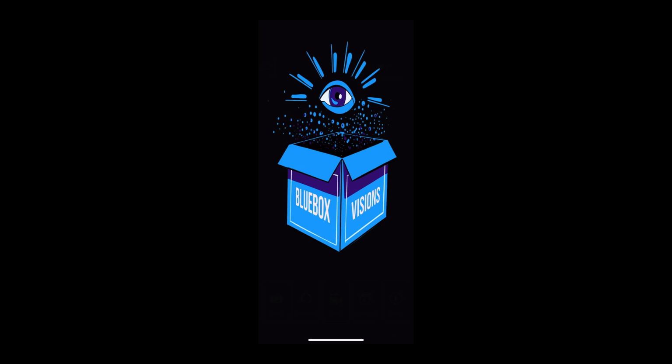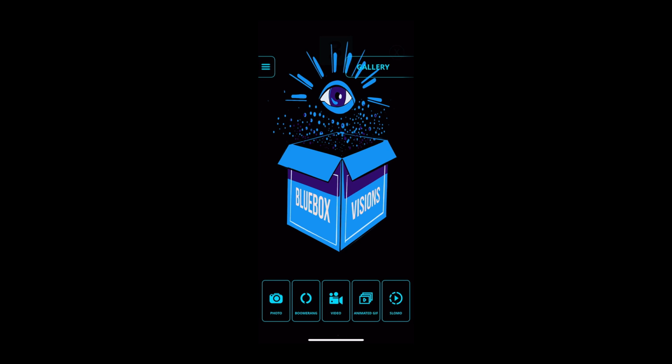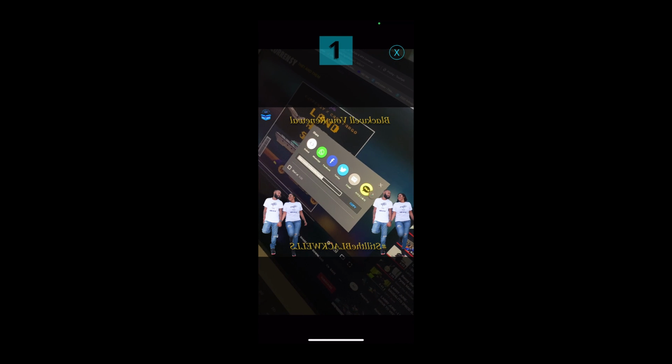So I already activated my event, but what you would do is once you activate your event, it's going to set up all the settings, and then it should look like however you set it up in your settings. And as you see right here, your photo, boomerang, video, animated GIF, slow-mo. So what I'm going to do is I'm going to go to slow-mo, and I'm going to mimic a video. So I'm going to hit slow-mo. And I'm going to just mimic a video.